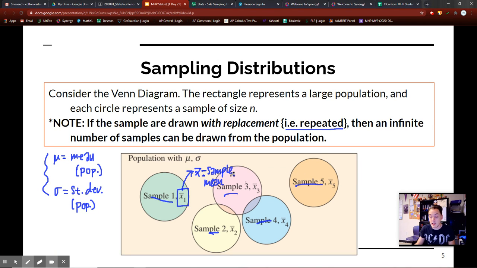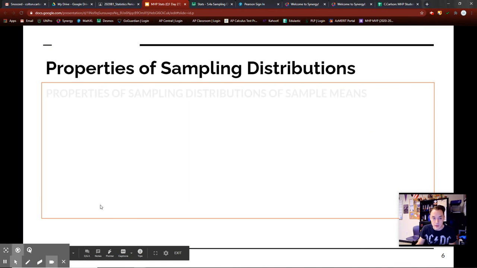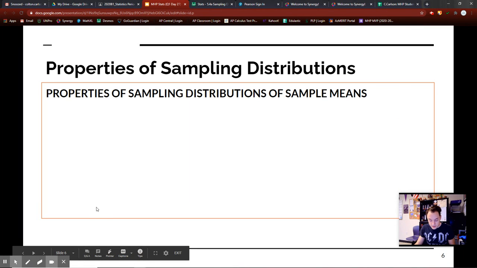Within this population, however big that size is. Okay, this is just to help you understand. I can take samples out of my population and I can find the mean of that sample. That's what we're going to be doing next. Let's find the mean of certain samples. But before we get to that, let's get into what some of these properties are.